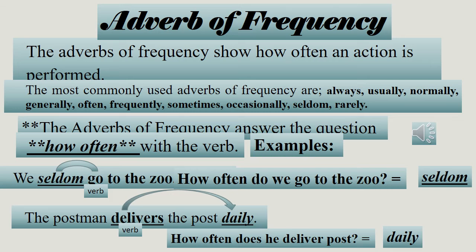The fourth type is adverb of frequency. The adverbs of frequency show how often an action is performed. The most commonly used adverbs of frequency are always, usually, normally, generally, often, frequently, sometimes, occasionally, seldom, rarely. The adverbs of frequency answer the question which begins with how often?